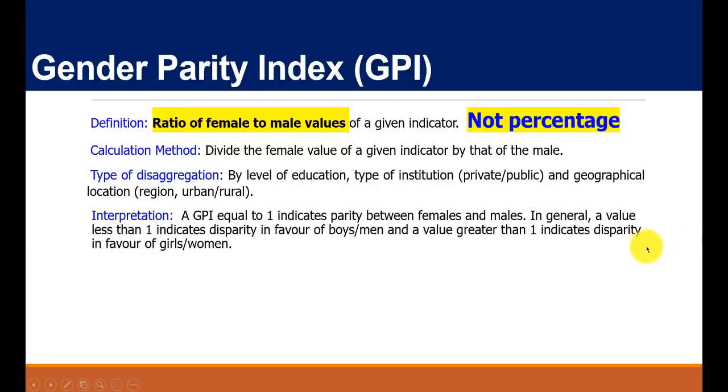In general, a value that's less than 1 indicates disparity in favor of the boys. That is, you have the lower number up and the higher number down. The higher number, of course, is that of the boys. In the case of disparity in favor of the girls or women, the value is above 1.